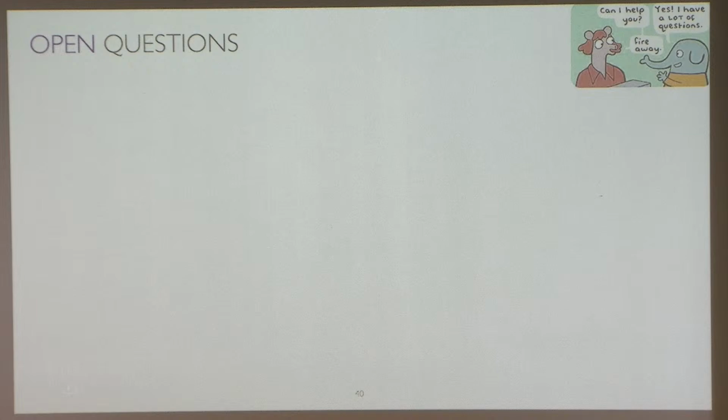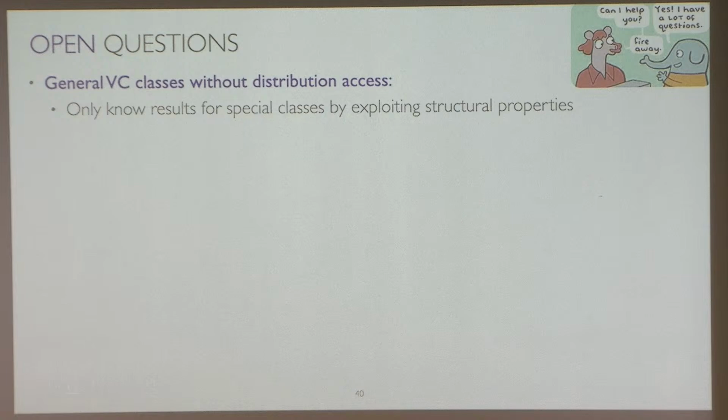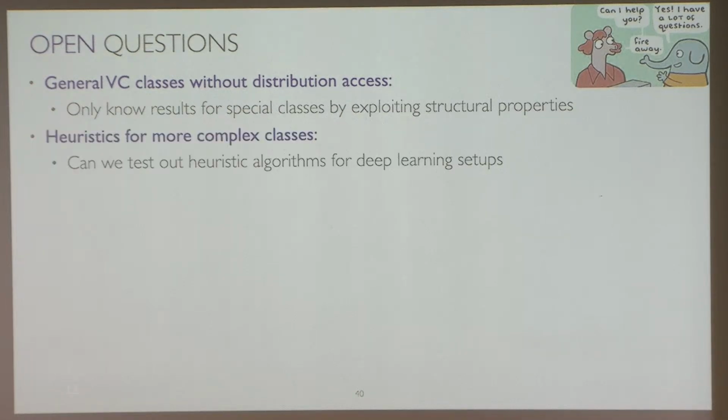OK, so I'm going to end by just discussing some open questions, because I really don't understand much in this space. What can you do with general VC classes without this distribution access? All the known results really exploit the structural properties. I really exploited that this was a rectangle. But some kind of voting mechanism would be cool if you could get some estimate of uncertainty of a point. Maybe we can try to get some heuristics for more complicated classes and try this out to see if we can get some uncertainty estimates.